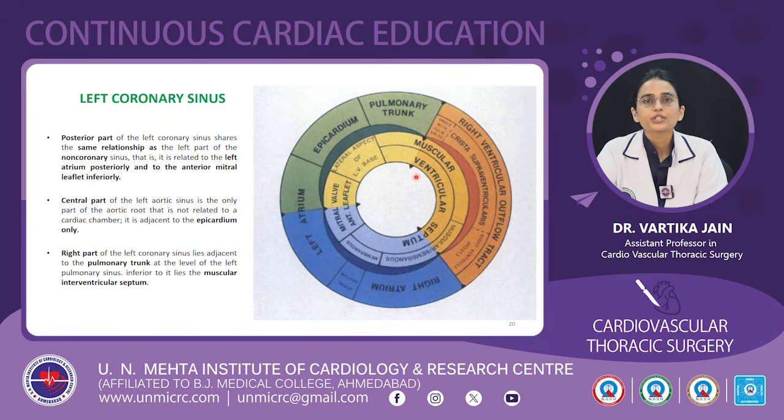Now, this green portion signifies the left coronary sinus or left coronary cusp. The posterior part of the left coronary sinus shares the same relationship as the left part of the non-coronary sinus; that is, it is related to the left atrium posteriorly and to the anterior mitral leaflet inferiorly. Now, the central part of the left coronary sinus is the only part of the aortic root that is not related to a cardiac chamber. It is adjacent to the epicardium only. The right part of the left coronary sinus lies adjacent to the pulmonary trunk at the level of the left pulmonary sinus.